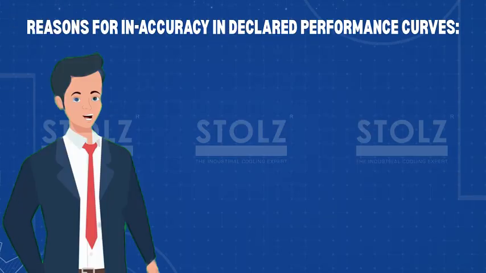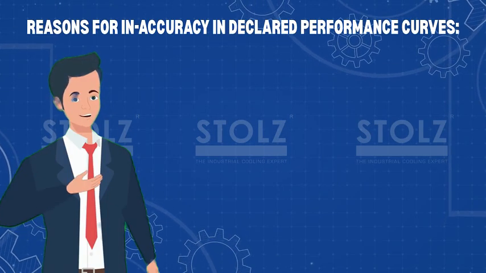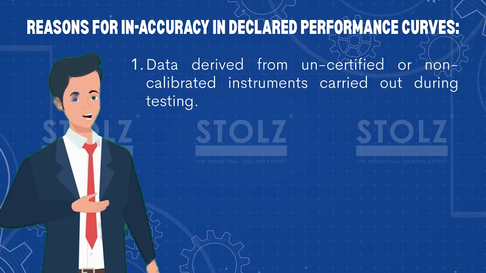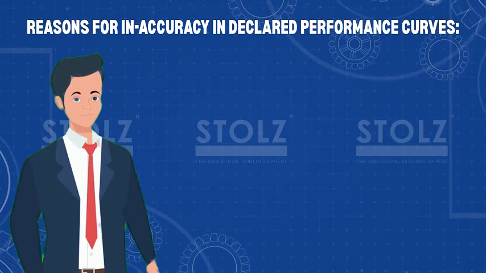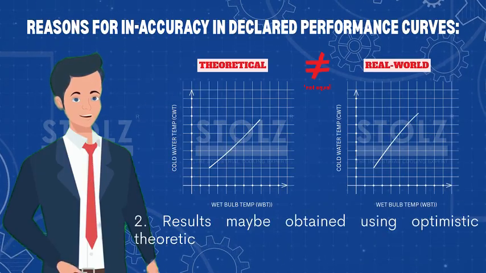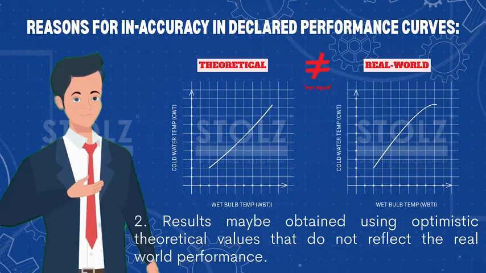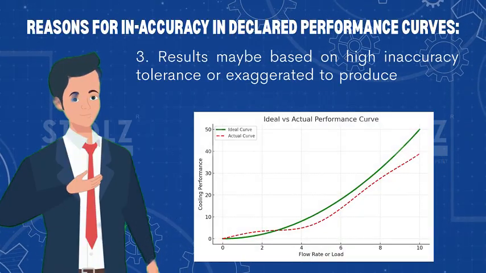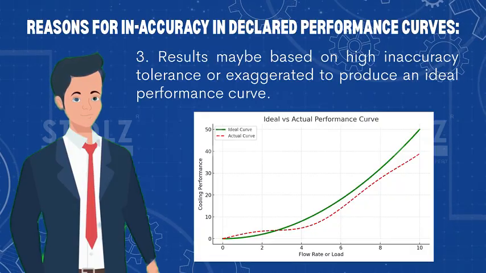The reasons for inaccuracy in the declared performance curves by manufacturers could be due to the following: data derived from uncertified or non-calibrated instruments during testing. Results may be obtained using optimistic theoretical values that do not reflect real-world performance. Results may be based on high inaccuracy tolerance or exaggerated to produce an ideal performance curve.